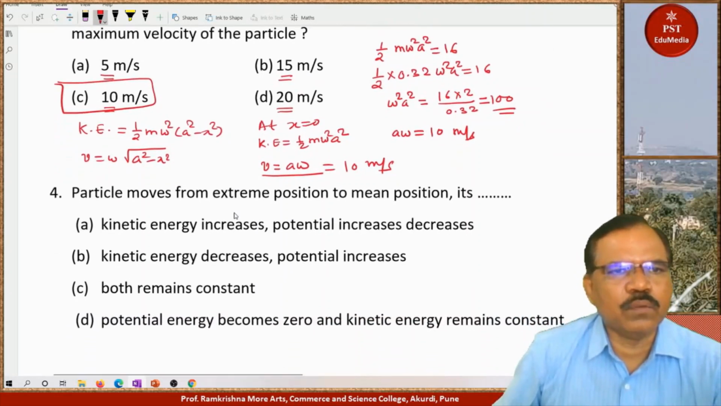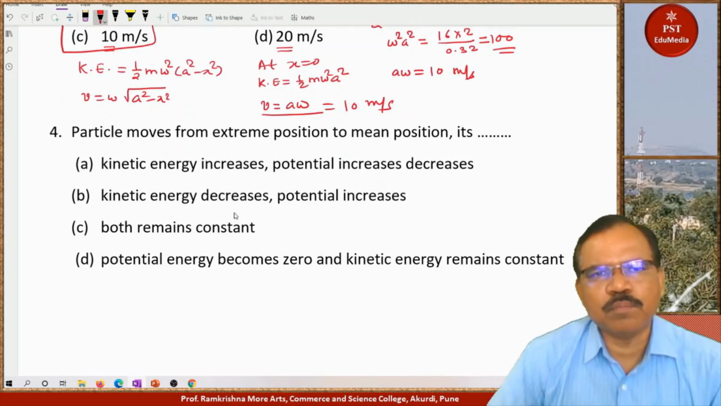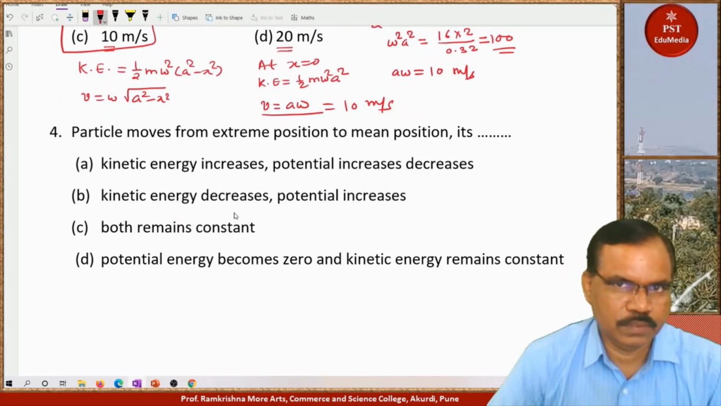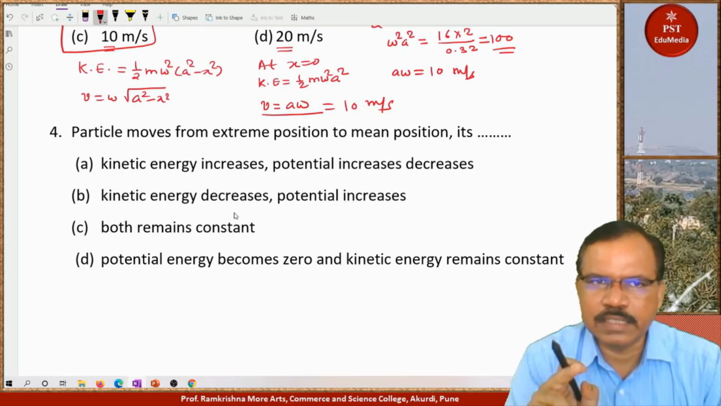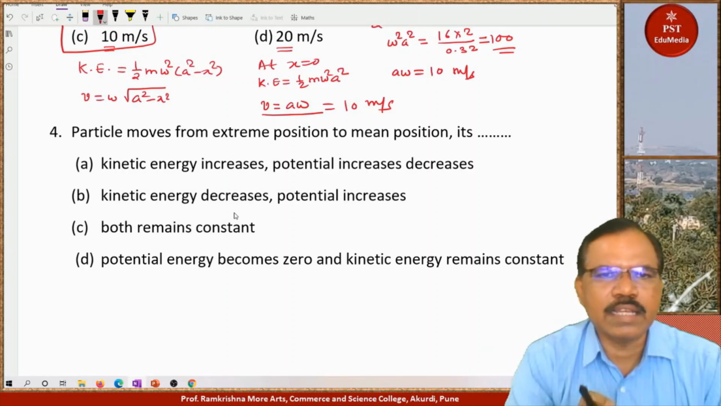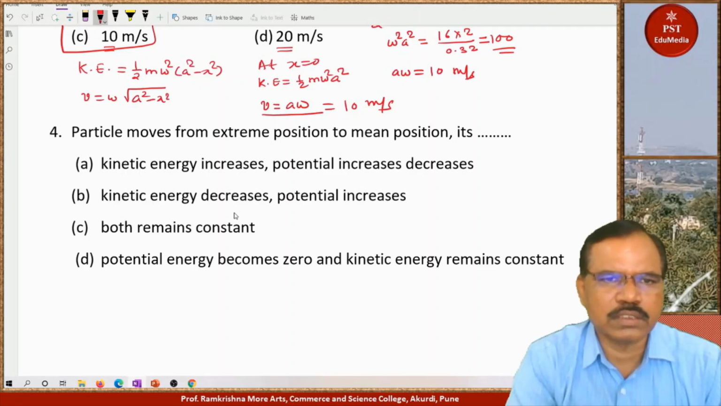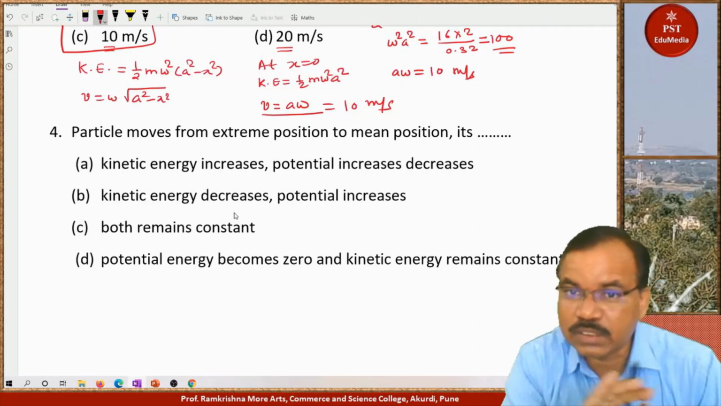Third one is correct. Now next one. Particle moves from the extreme position to equilibrium position. First one: kinetic energy increases, potential energy decreases. Second: kinetic energy decreases, potential increases. Third: both remain constant. Fourth: potential energy becomes 0 and kinetic energy remains constant.